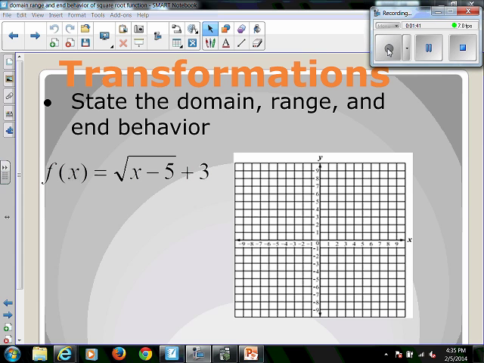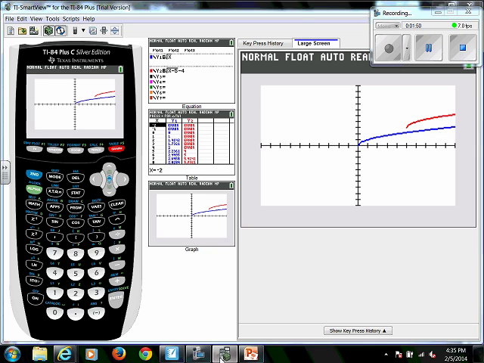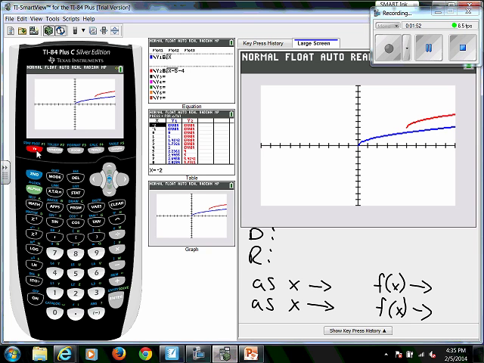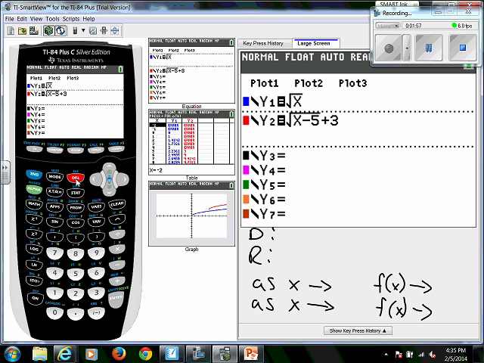Okay, let's take a look at our next problem. Negative square root of x plus 3, subtract 4. First thing we're going to do is graph it. We're going to have a reflection over the x-axis, a horizontal shift left 3 units, and a vertical shift down 4 units.